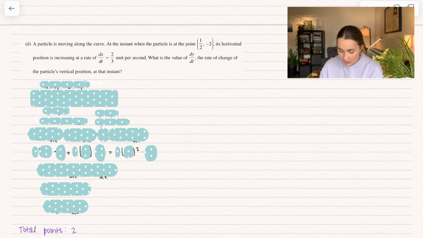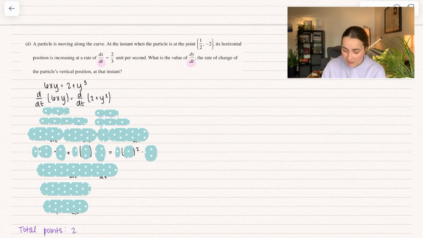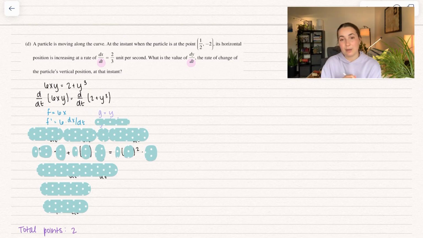So remember the equation that we're working with: 6xy is equal to 2 plus y cubed. Now what we're doing is taking the derivative in terms of t, not x anymore. So I'm going to take the derivative of both sides in terms of t. Again, I'm going to show product rule. Our first one is 6x, our second one is y. So the derivative of 6x is going to be 6 times the derivative of x in terms of t, right? Our second one is going to be the derivative of y in terms of t, dy/dt, because we're taking the derivative.